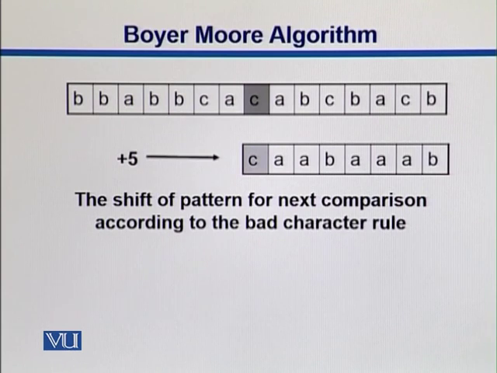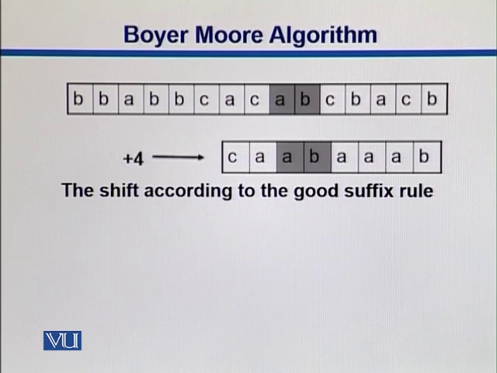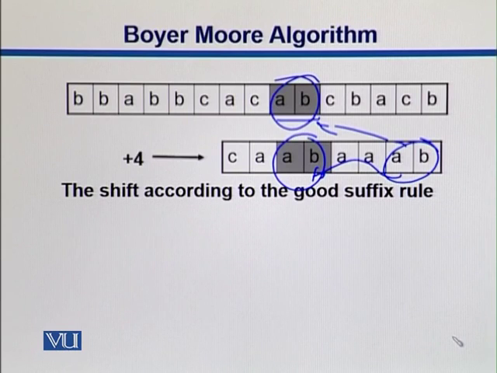So it shifts the pattern for the next comparison according to the bad character rule. It will shift by 5 more characters, so that we can align that bad character with this pattern. If it does not exist, it will move even beyond that. The other shift is according to the good suffix. We have seen that this suffix already existed. First, it compared these two with one another, and now, since this one is duplicated over here, it will align to its next occurrence. That kind of move is called the shift according to the good suffix rule.